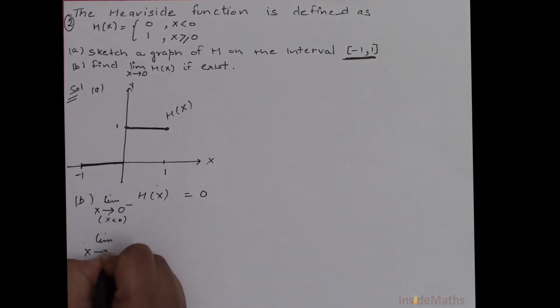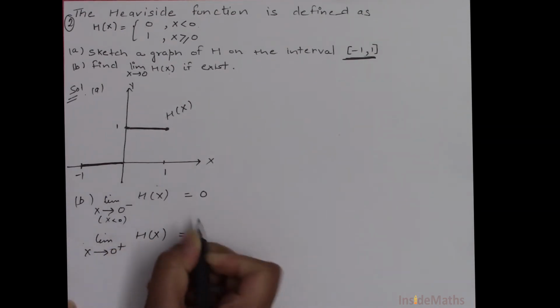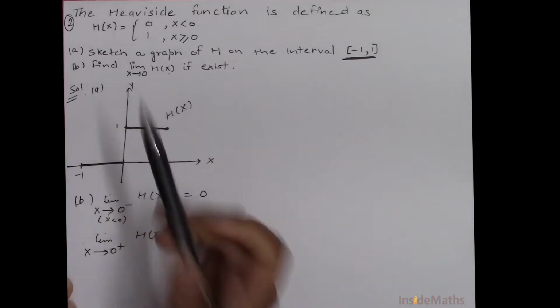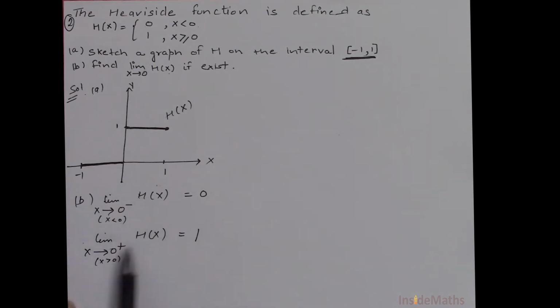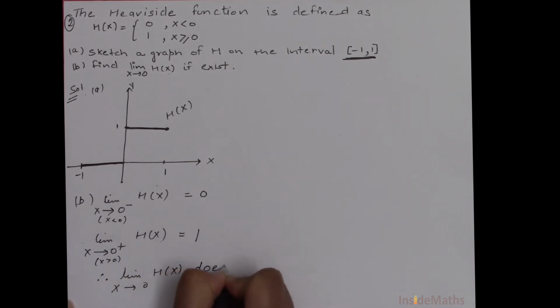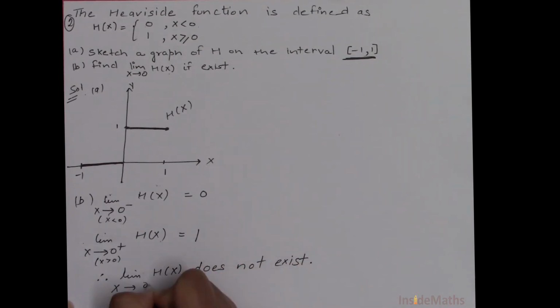and the right hand limit, that means when x is approaching 0 from the positive side, then h of x is 1. Here x is greater than 0. Now we see the left hand limit and the right hand limit are not equal. So that means the limit as x approaches 0 of h of x does not exist.